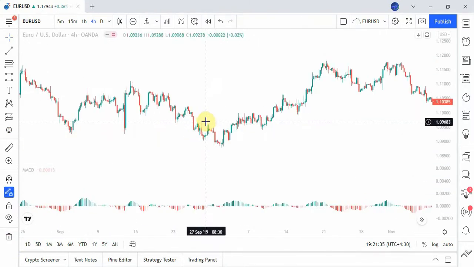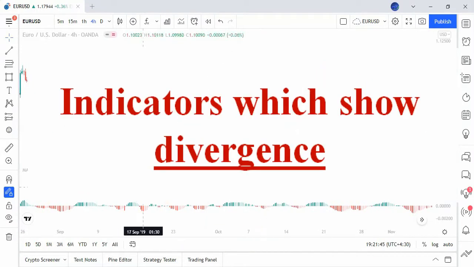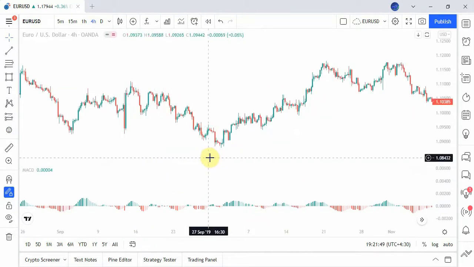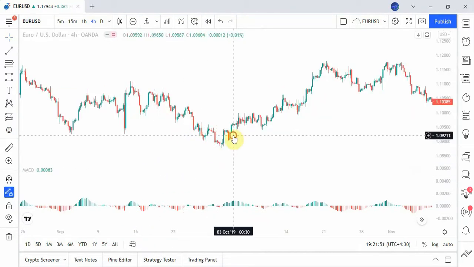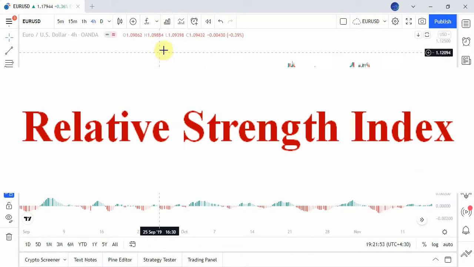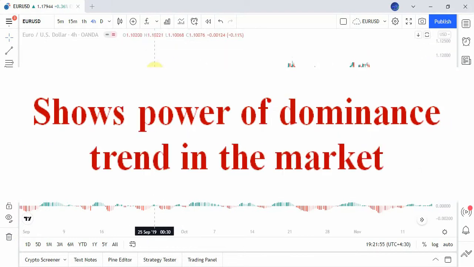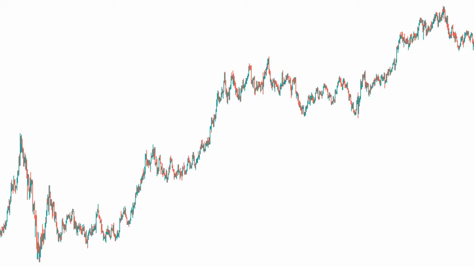In this course, we are gonna talk about two indicators, RSI and MACD, indicators which show divergence. First, we will talk about RSI indicator. RSI stands for Relative Strength Index, which shows the power of dominance trend on the market. In my point of view, RSI is the most powerful indicator which smartly, with high precision, shows divergence.